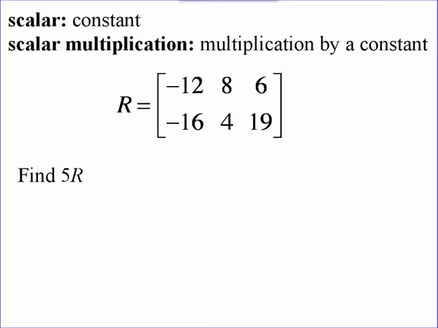Now we're going to talk about scalar multiplication. And this is something we already did without you even knowing it. A scalar is nothing more than a constant. It's a fancy word for just a number. So scalar multiplication is nothing more than multiplication by a constant. But remember, a constant, I just said, was a number. So they sound really fancy. Oh, you're going to do scalar multiplication. And all you're doing is multiplying by 5 on this one.